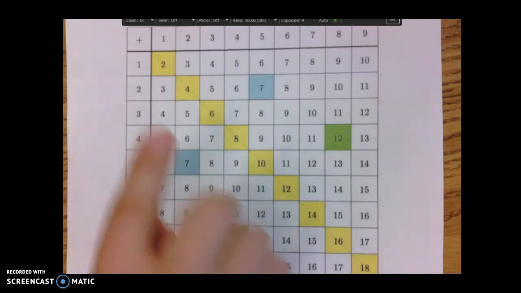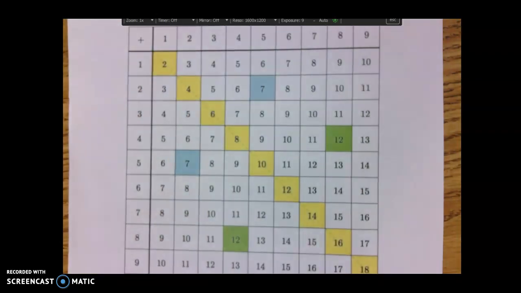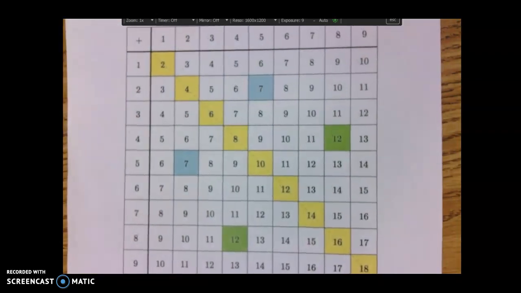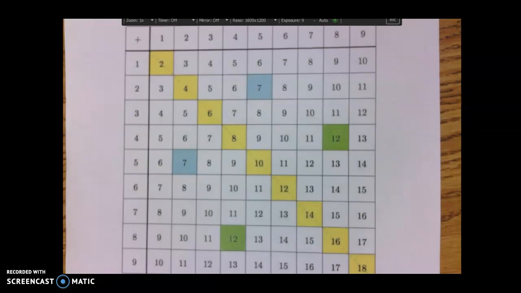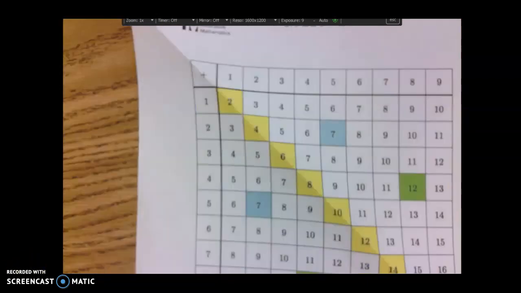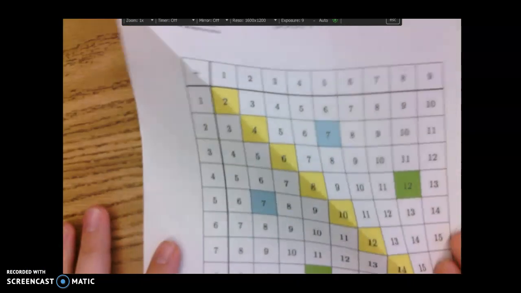So I want you to notice, see this dotted line right here? Okay, I'm going to take my paper and I'm actually going to fold it. I'm going to pause the video just for a second while I fold it, and I want you to see if you notice anything when I do that. Okay, so I have folded my paper and you can kind of see this here.